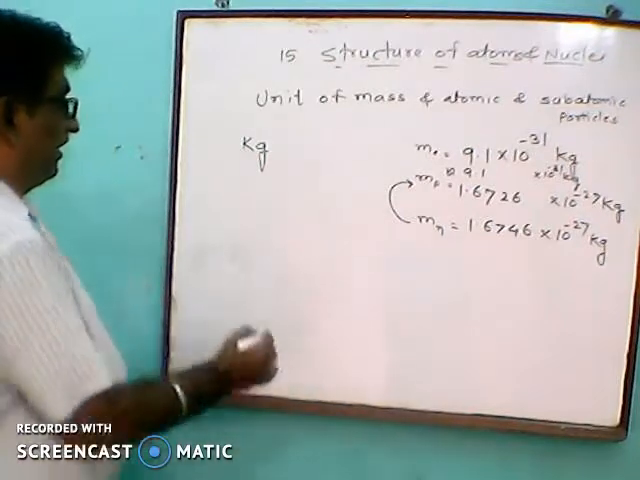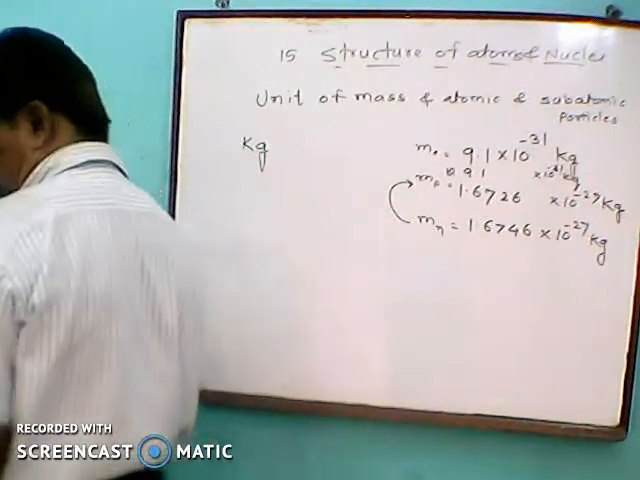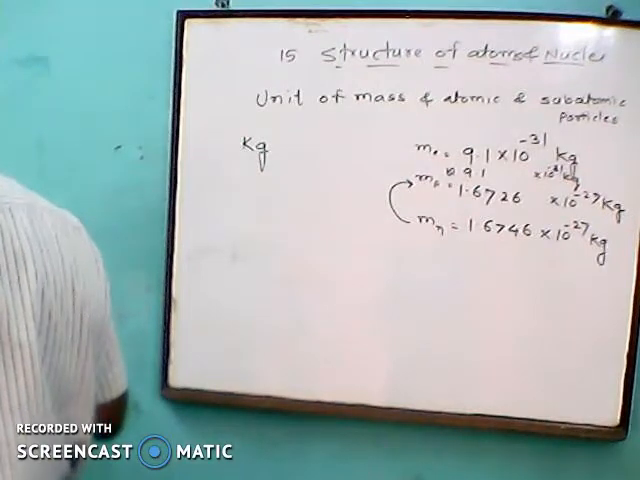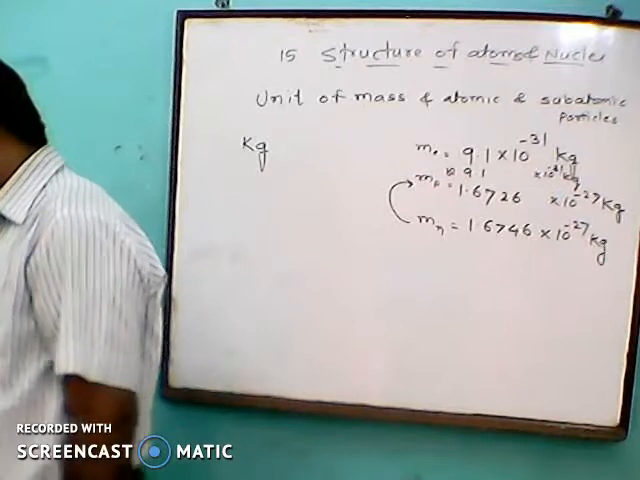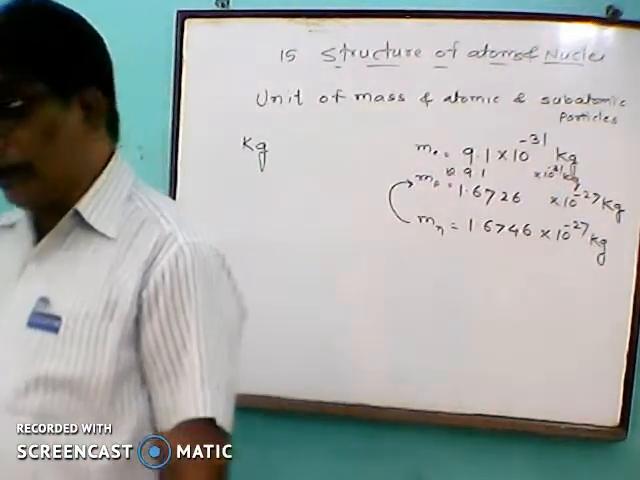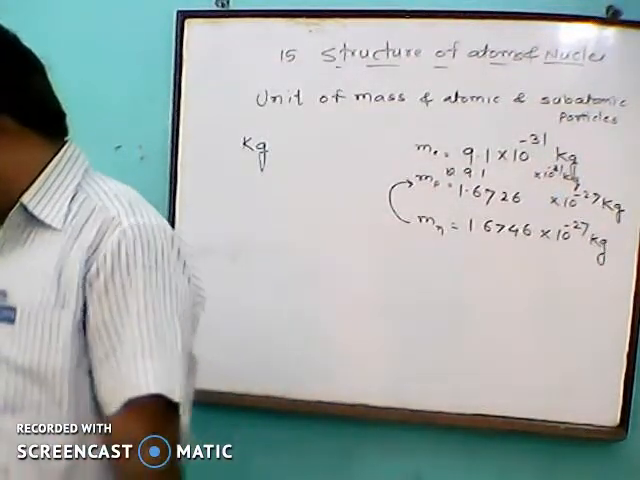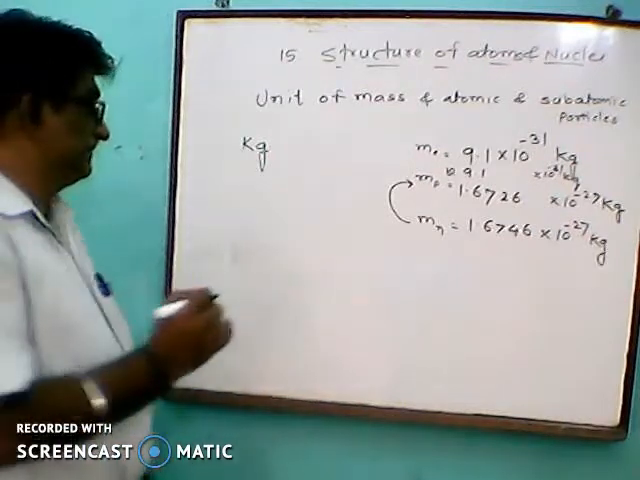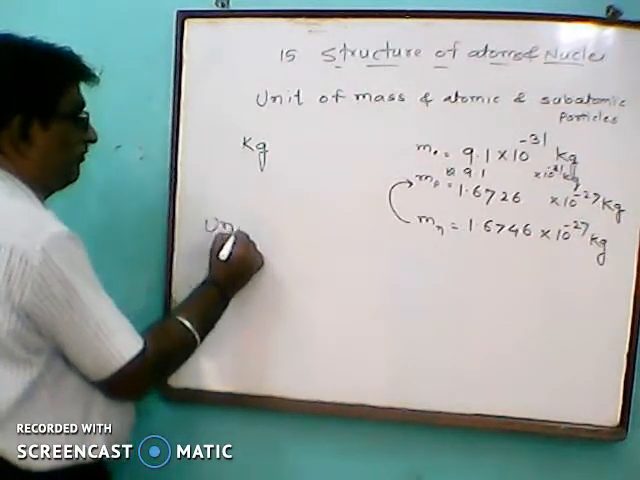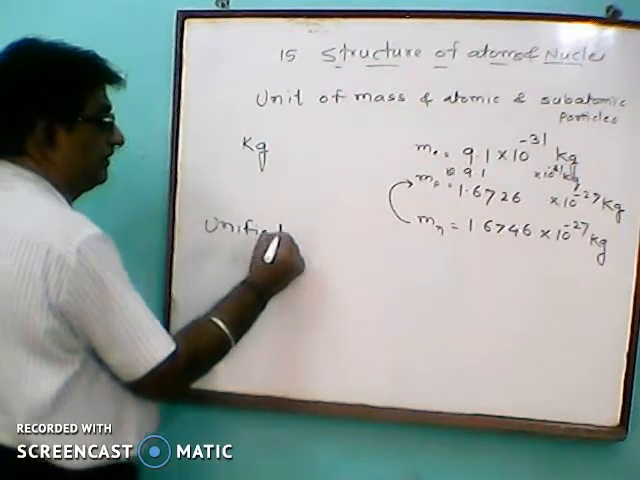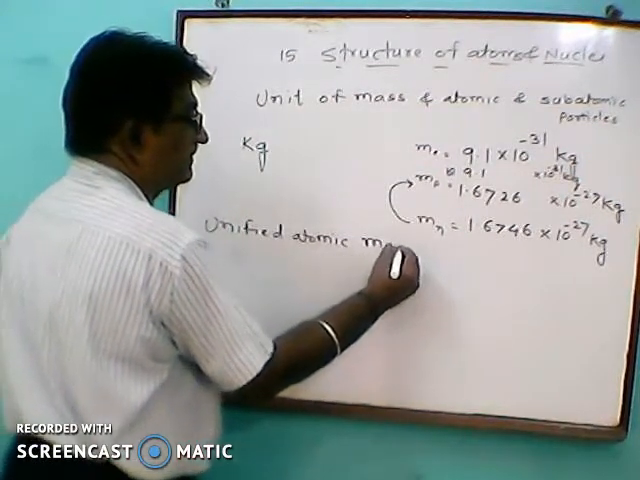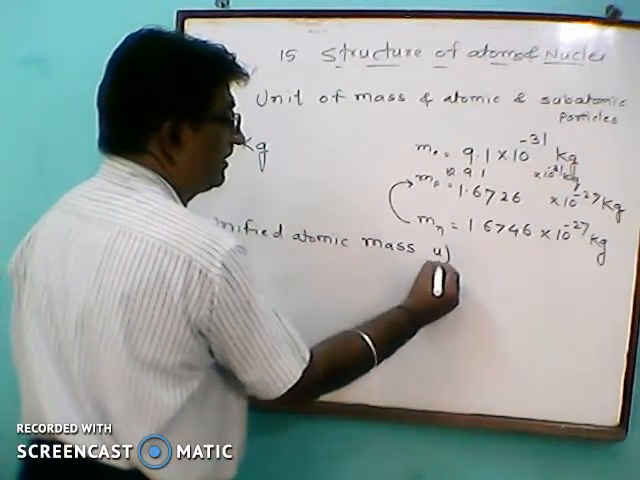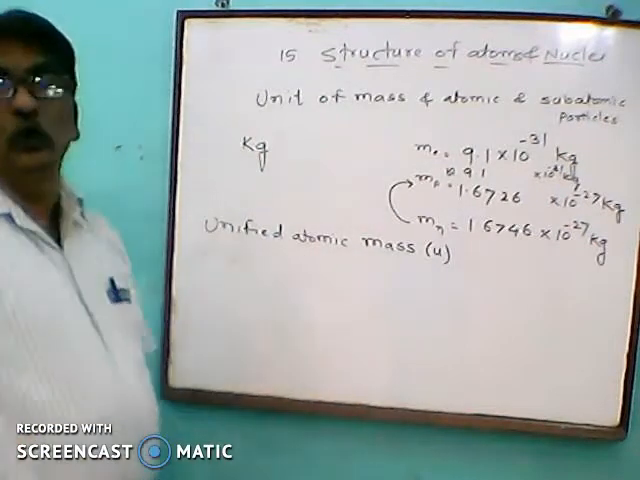Another unit which is convenient for subatomic particles is named the unified atomic mass unit. It can be represented by U.